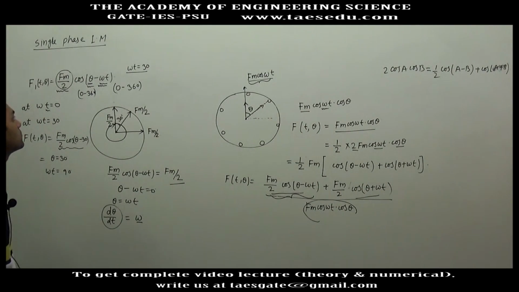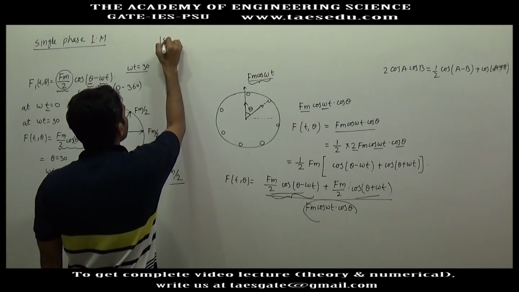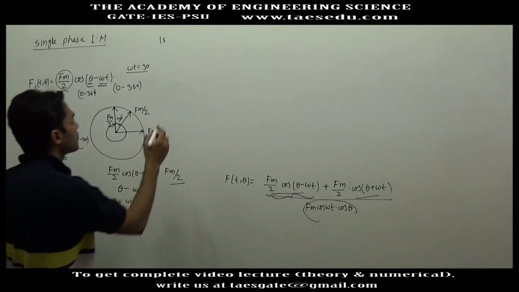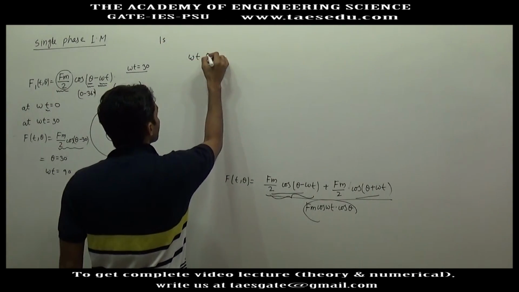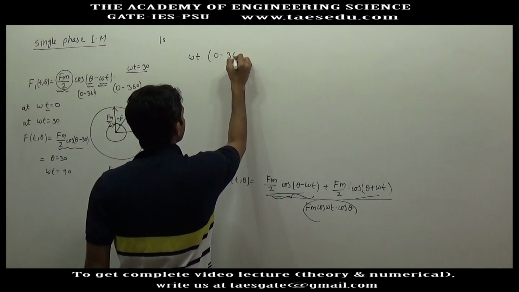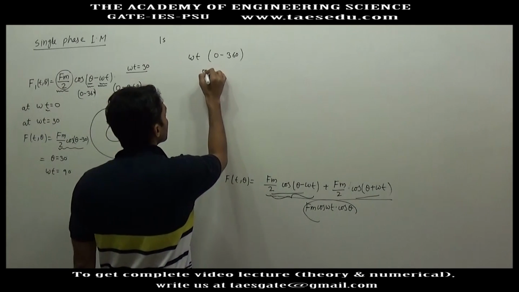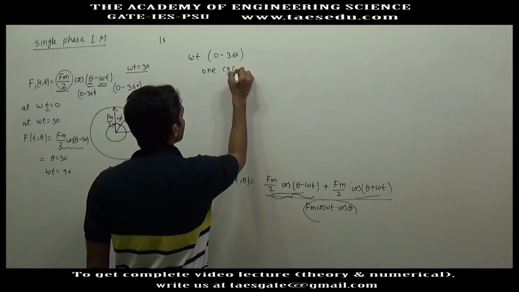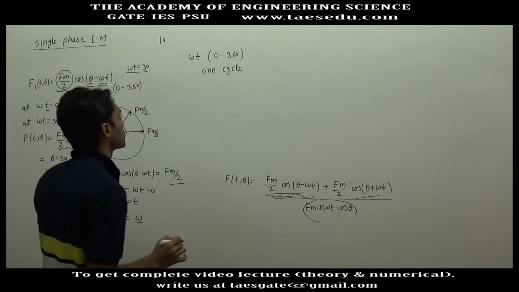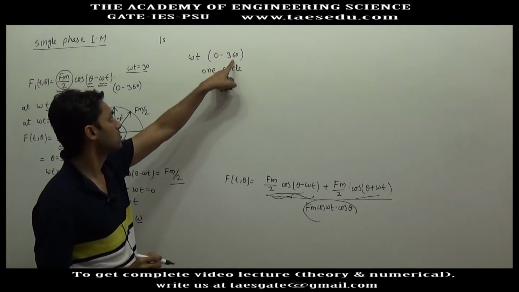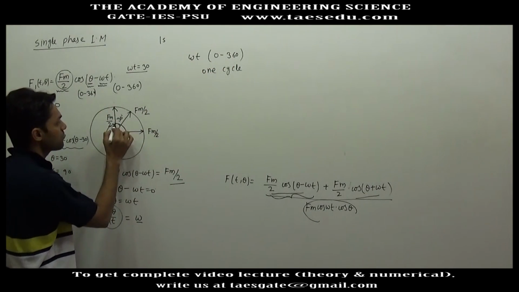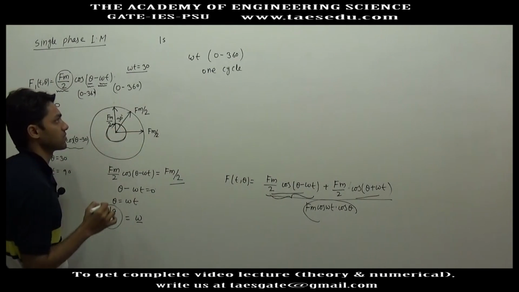Now if I ask you, in 1 second, if omega t is varying from 0 to 360 degree, what does it mean? We have one cycle of time variation. So if omega t varies from 0 to 360 degree, this Fm by 2 completes one rotation.